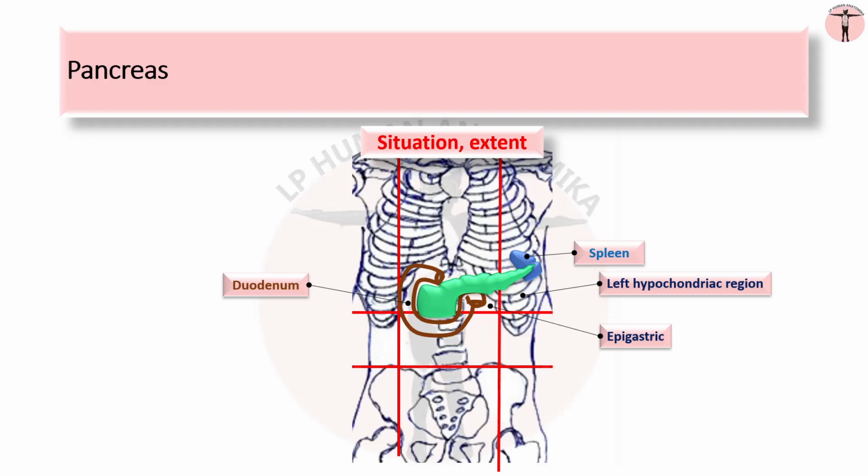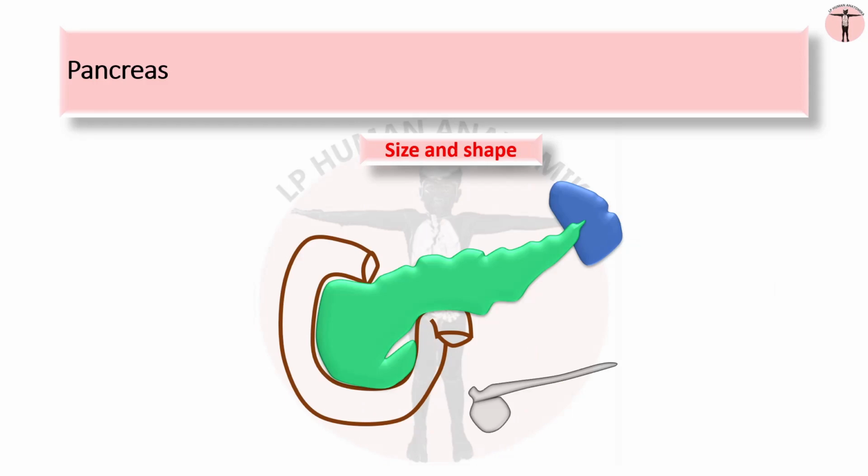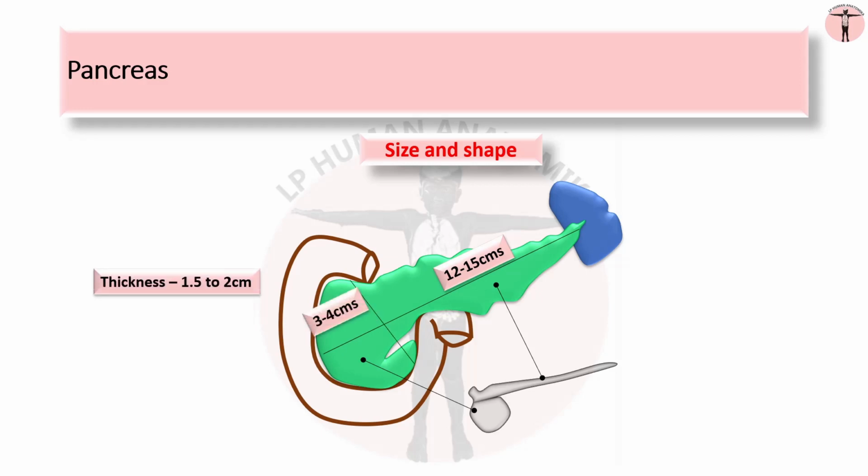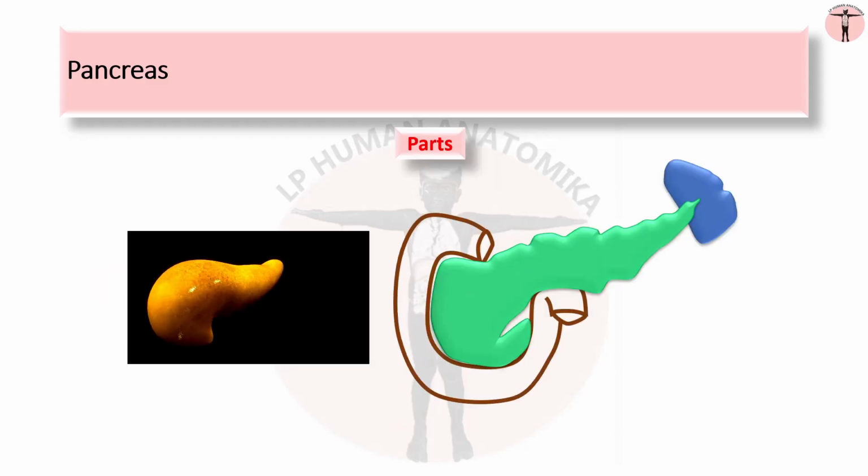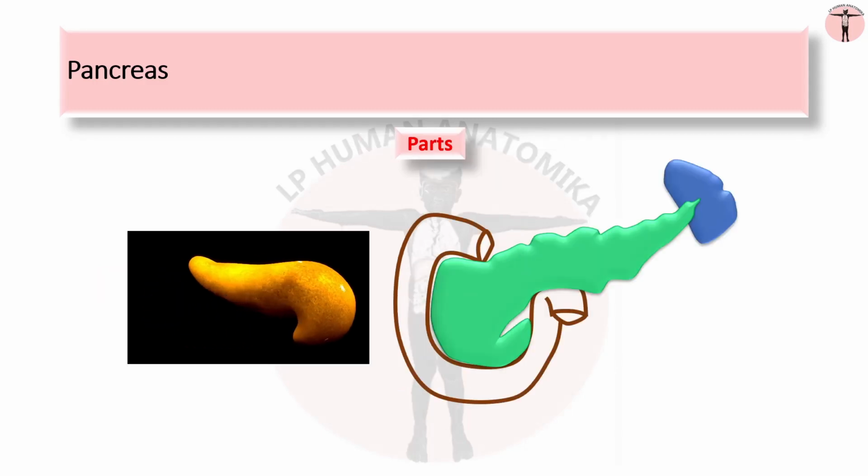for physical examination. The pancreas is J-shaped or retort-shaped, being set obliquely. The ball of retort represents its head, and the stem of retort represents its neck, body, and tail. It measures around 12 to 15 centimeters in length and 3 to 4 centimeters in width. Thickness is 1.5 to 2 centimeters and it weighs around 80 to 90 grams. For descriptive purposes, the pancreas is subdivided into 4 parts: head, neck, body, and tail.